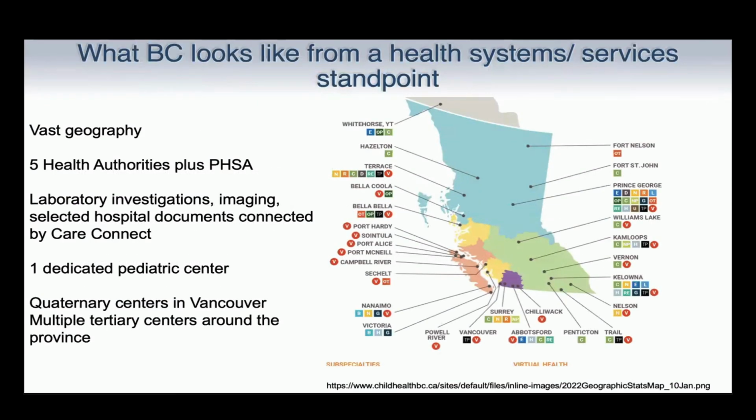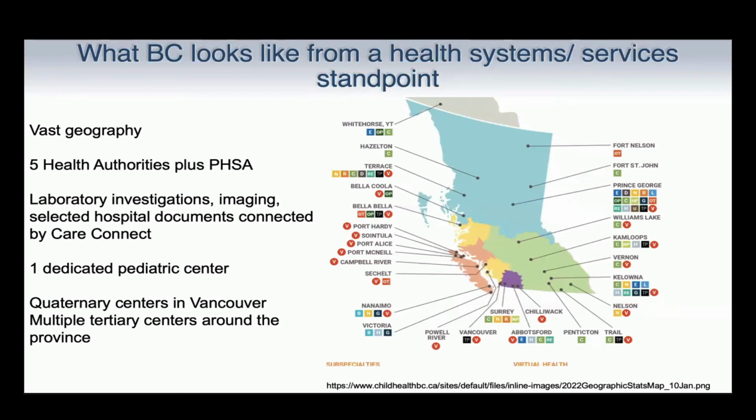Now, if you were to ask me what would work for BC, the first thing is, from an outsider looking in, because it has been a few years since I've been there, this is how I see BC from a health systems or services standpoint. I see a place with vast geography, and responsibility for healthcare is divided geographically by these 5 health authorities plus the PHSA.